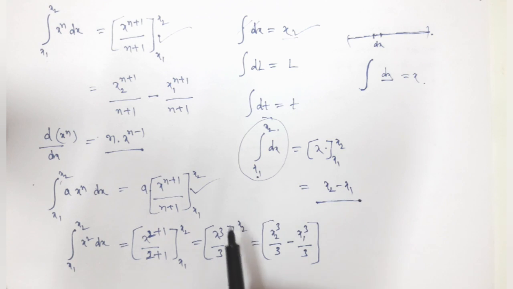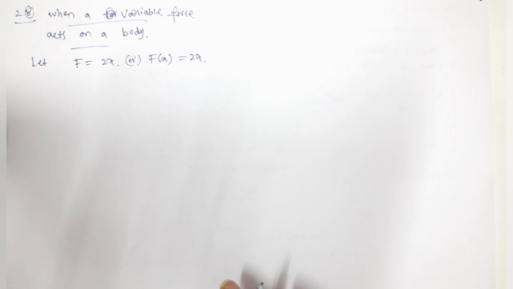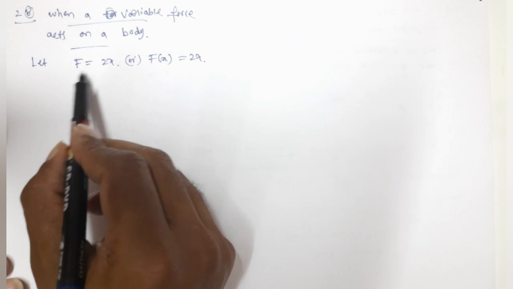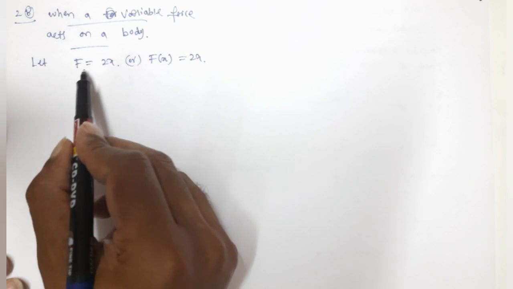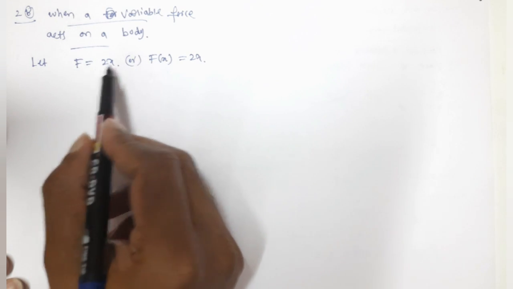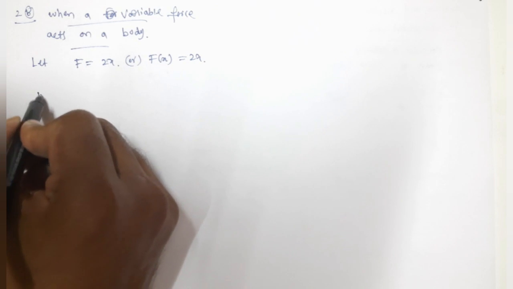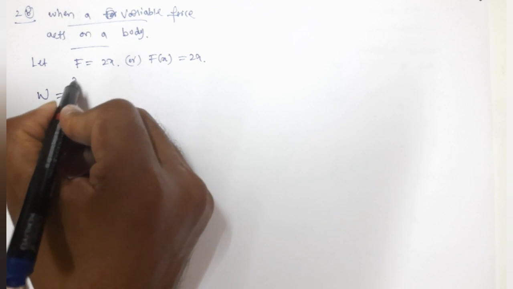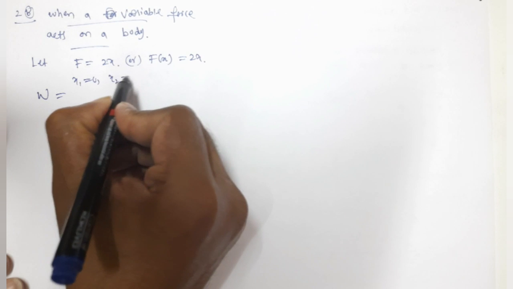So these are the formulas we use in integration. Now I'll take an example and explain. Again, let us take the same example which we have taken, that is F is equal to 2x. That means F is a function of x, right? So F is not a constant. Here we want to calculate the work done from x1 equal to 0 to x2 equal to 4.